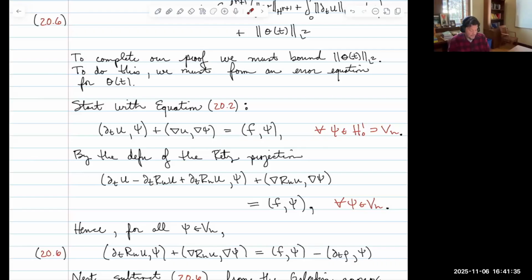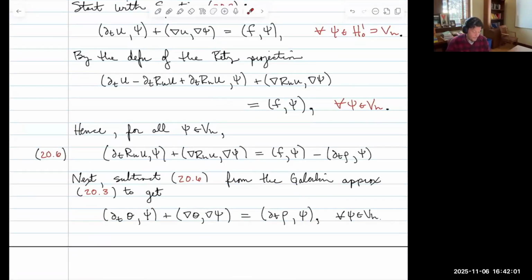Now, I've also done something else. Here, I have the time derivative. I'm going to add and subtract the same term. So I've changed nothing by going to this equation here. It's still the same as above, and it's still satisfied with equality, but notice that the test functions are coming from the finite dimensional space.